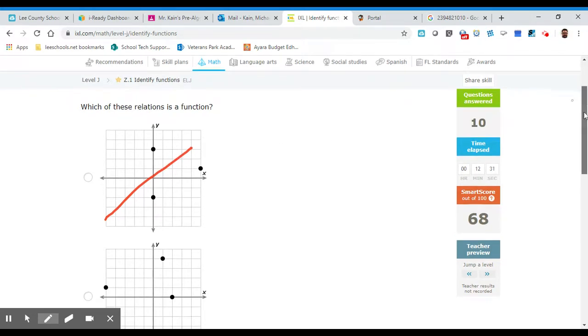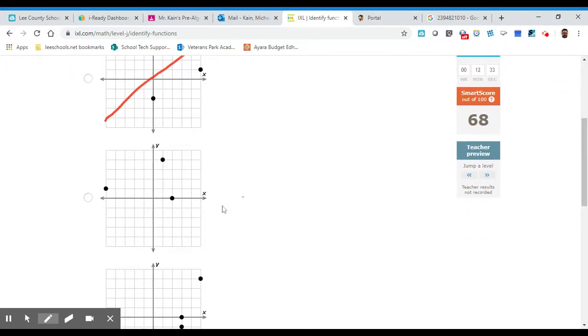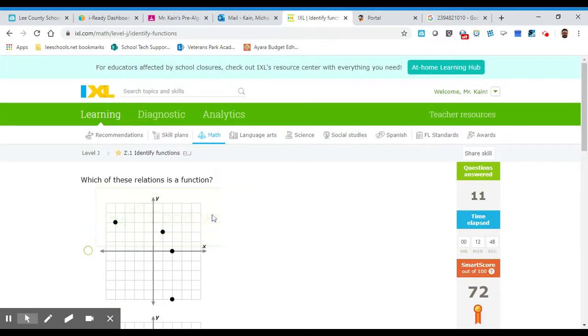Okay, let's look at the next one. Does this pass the vertical line test? It does. There's only 1 point up and down here, 1 point here, and 1 point here. So this would be the function. Okay, there should only be one correct answer. If it said select all that apply, then you have to go and select more than one.